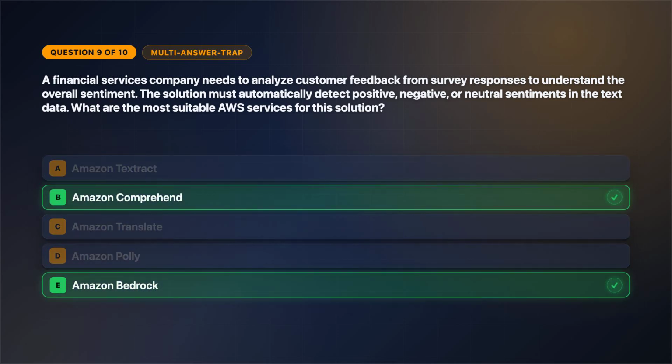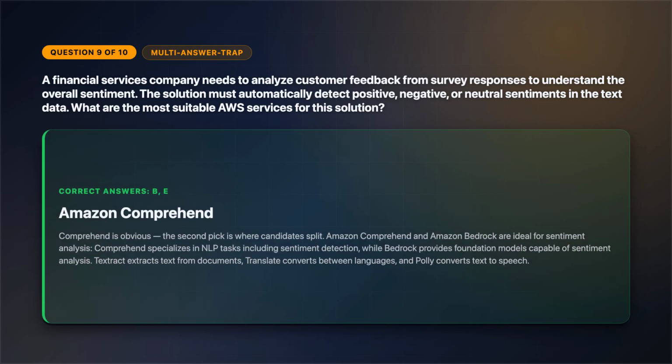The correct answers are option B and option E. Comprehend is obvious. The second pick is where candidates split. Amazon Comprehend and Amazon Bedrock are ideal for sentiment analysis. Comprehend specializes in NLP tasks, including sentiment detection, while Bedrock provides foundation models capable of sentiment analysis. Textract extracts text from documents, Translate converts between languages, and Polly converts text to speech.